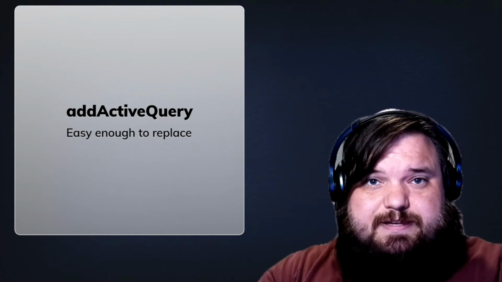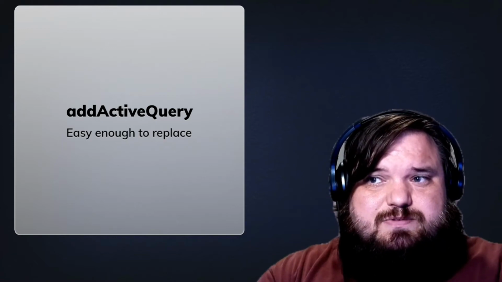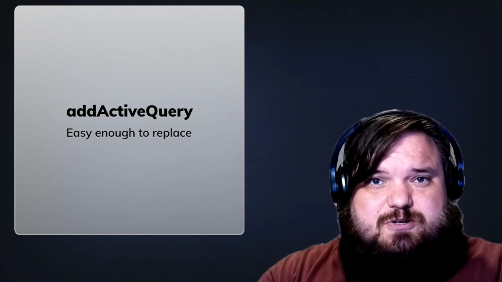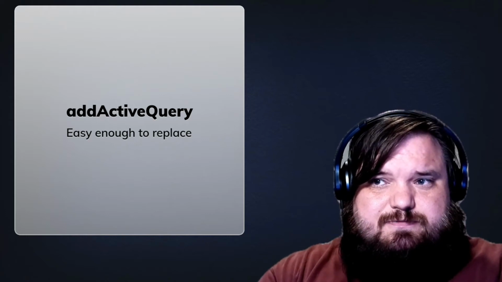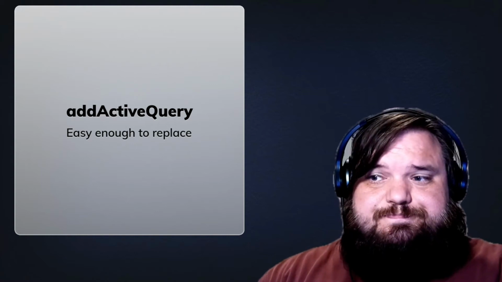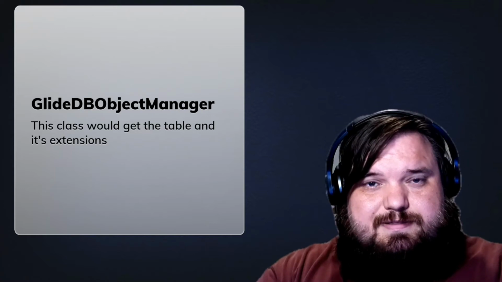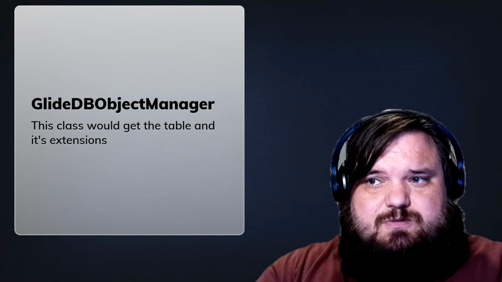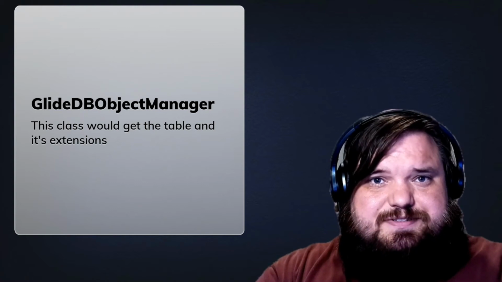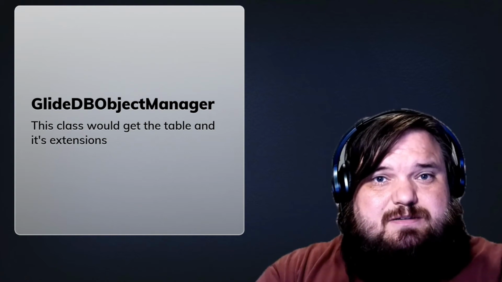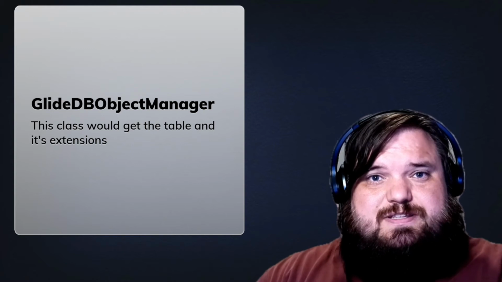So I was able to recreate the function to determine the fields that changed. The next point of failure in the business rule is the use of addActiveQuery on GlideRecord, which just isn't available in scopes. So I changed the query from addActiveQuery to addQuery where active is true. Then it makes a call to this GlideDBObjectManager class, which gets the table and its extensions. There was some code on the community about how to recreate this function, and so I was able to do that as well. Fantastic, we're almost there.